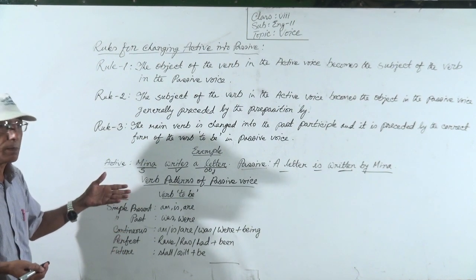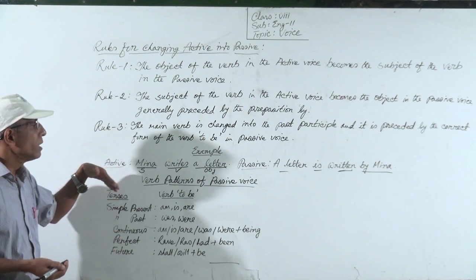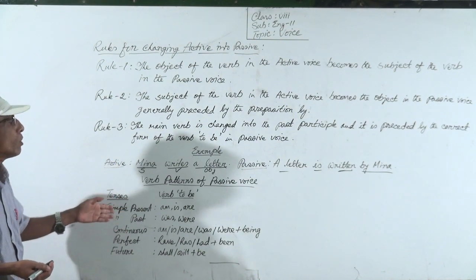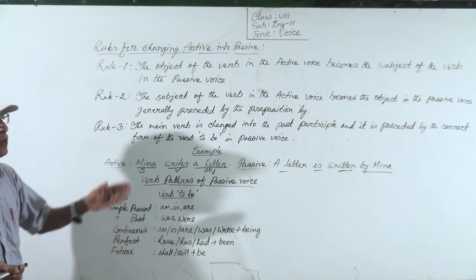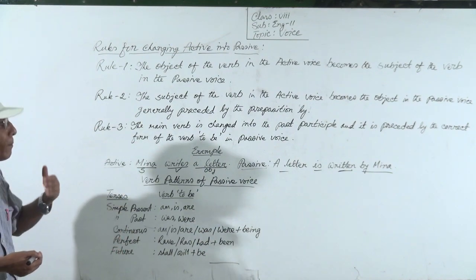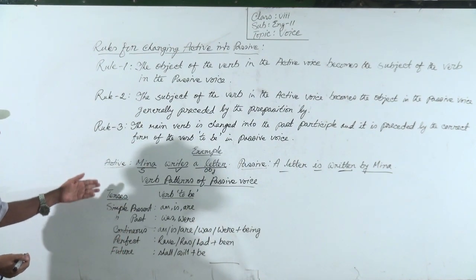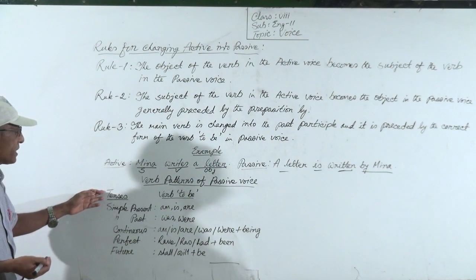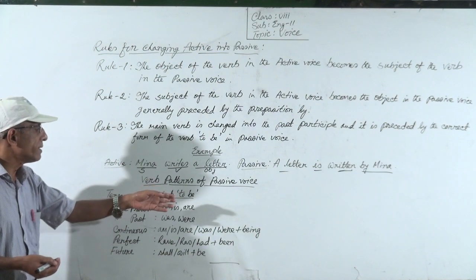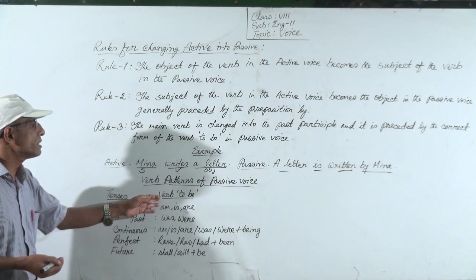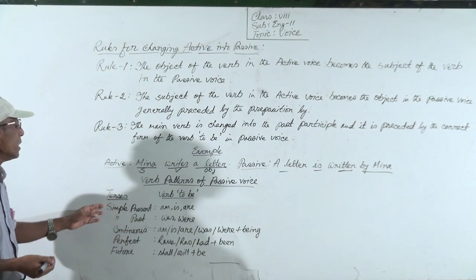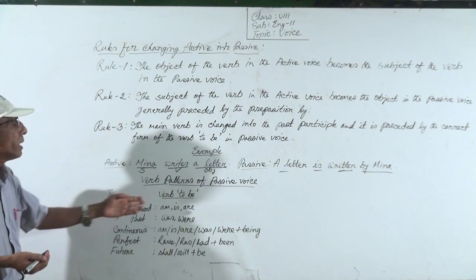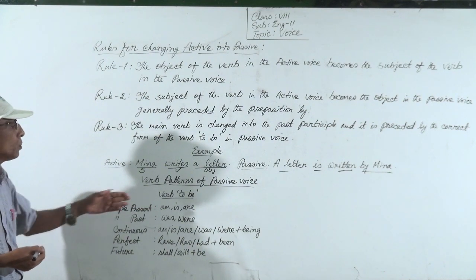That is, the to be verb. The to be verb will be used according to tense. According to tense, you have to use the to be verb before the past participle of the main verb. Okay? You see this above, then it will be clear to you. You see tenses, and on the next side, the verb to be. If the active voice is simple present, then you have to use am, is, are as the to be verb.